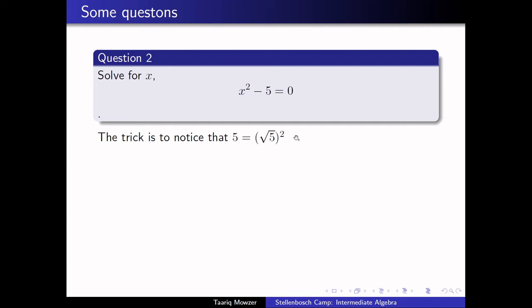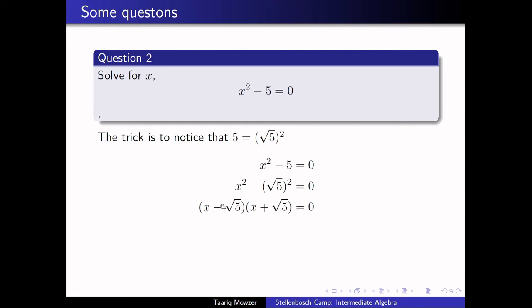The square root of 5 squared is 5. So we can rewrite this equation as x squared minus the square root of 5 squared equals 0. Now we have a difference of squares. So we can use our factorization from our previous slides of x squared minus y squared to get that it's x minus y, x minus root 5, times x plus y, x plus root 5 equals 0.